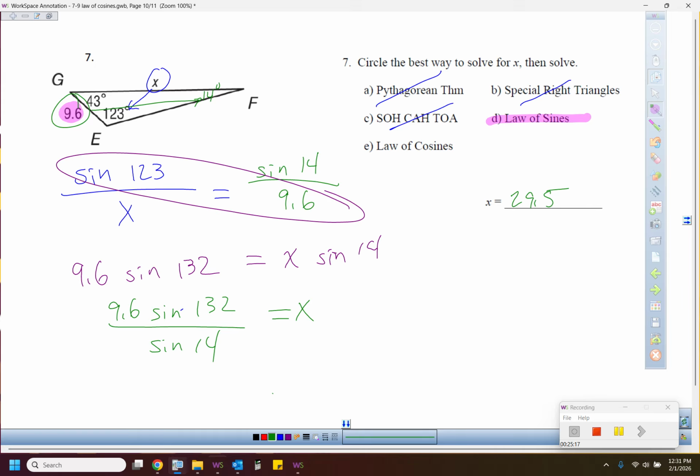So that's it. Law of cosines. Looks messier than it actually is, but let us know if you need some help with it. Have a good one.